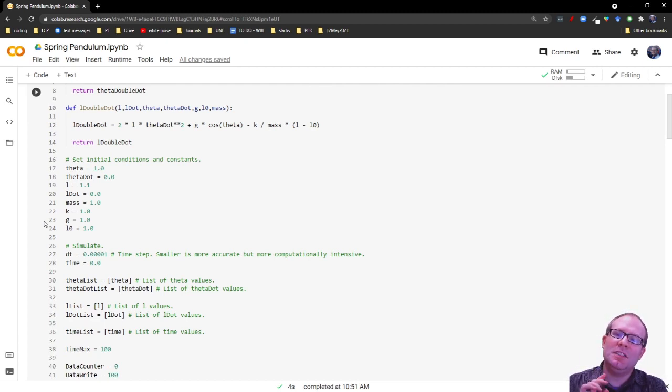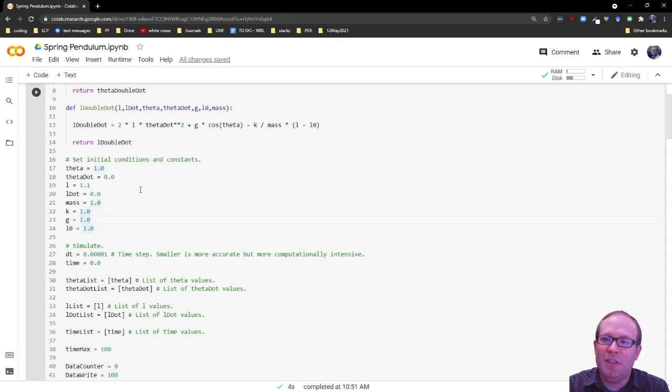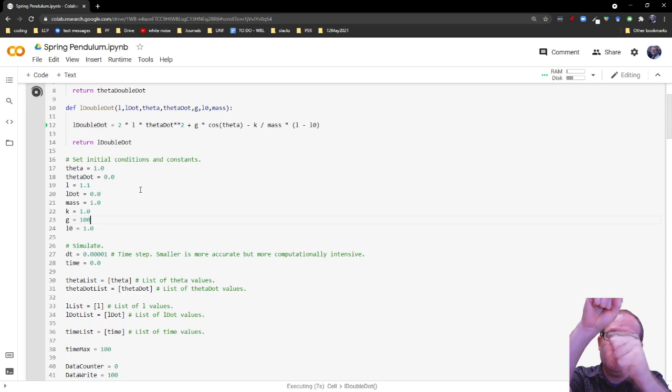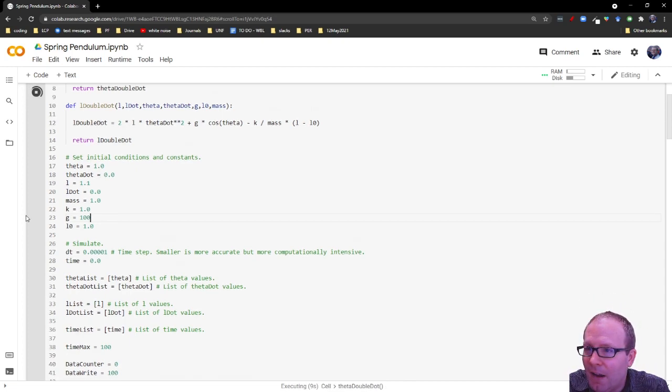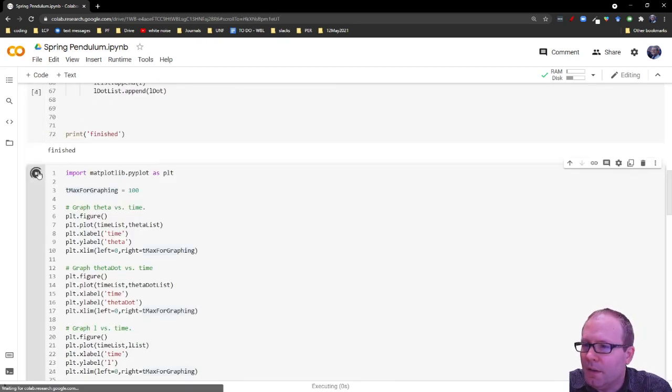Can I make a case where the pendulum is much faster than the spring? So the pendulum period goes like root L over G. So if I make G large, let me make this 100, then that becomes a very small period, right? And so it should be swinging faster than it oscillates in and out. All right, there's our data.